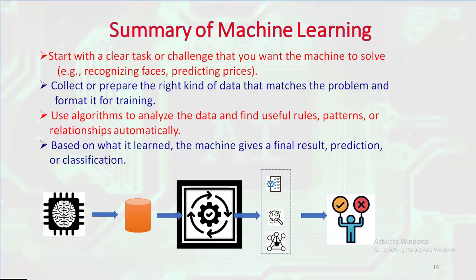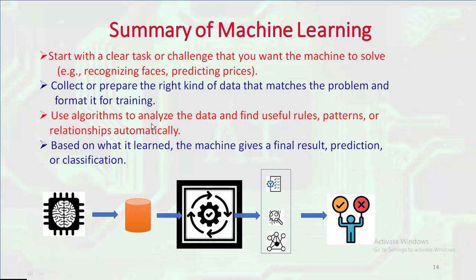And coming to the summary of machine learning, the first step in any machine learning project is to define the exact problem the machine needs to solve. This could be anything from recognizing faces in photos, predicting house prices, detecting spam emails, or even diagnosing diseases. A well-defined goal helps narrow down the approach, select appropriate data, and choose the right algorithms. Without a clear objective, it becomes difficult to design a meaningful model or evaluate its success.